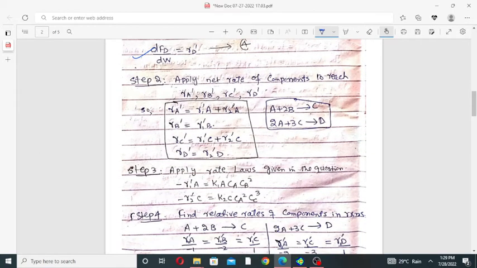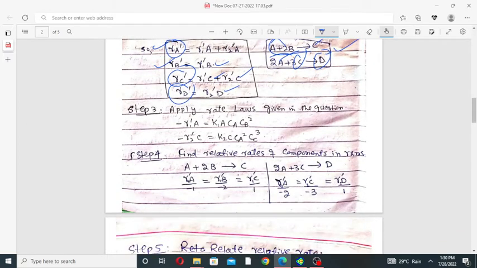In the second step, we apply the net rates of the components, RA dash, RB dash, RC dash, and RD dash. This is the net rate for component A, component B, component C, and component D from these two reactions. RA dash is R1A dash plus R2A dash, because A is present in reaction number 1 and also in reaction number 2, but B is present only in reaction number 1. Similarly, C is present in reaction number 1 and reaction number 2. Similarly, D is present in reaction number 2 only.